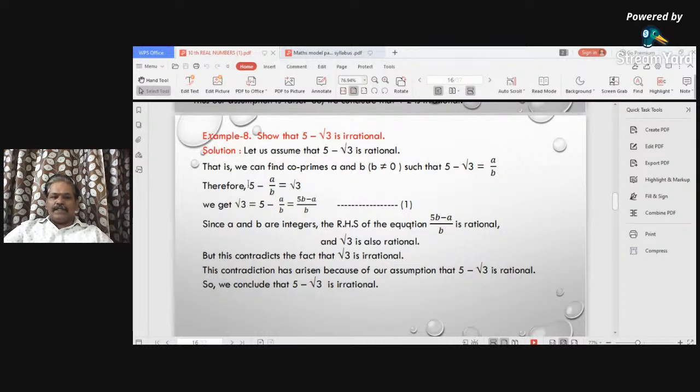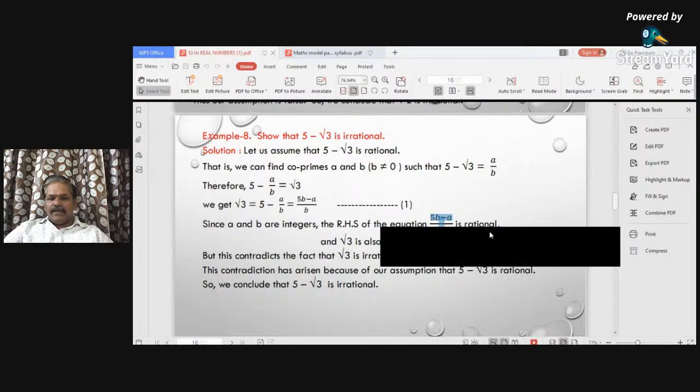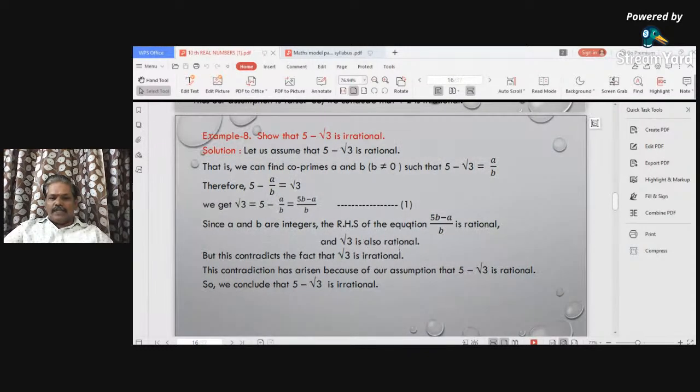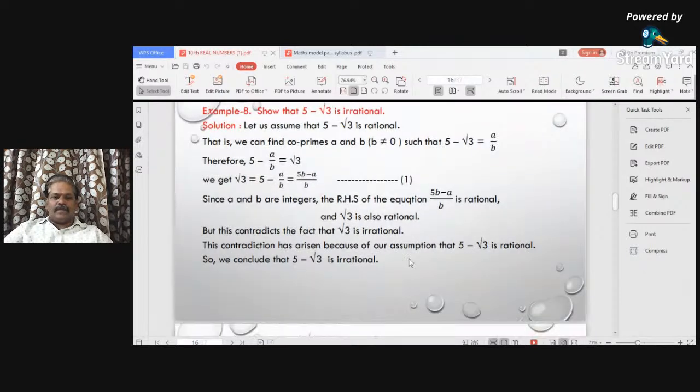By simplifying, bringing a by b to this side and root 3 to the left-hand side, we get root 3 is equal to 5 minus a by b. By taking the LCM, 5b minus a by b, that is equation 1. Since a and b are integers, the RHS of the equation, 5b minus a by b, is a rational number, and so root 3 would also be rational. But this contradicts that root 3 is irrational. This contradiction has arisen because of our assumption that 5 minus root 3 is rational. So we conclude that 5 minus root 3 is an irrational number.